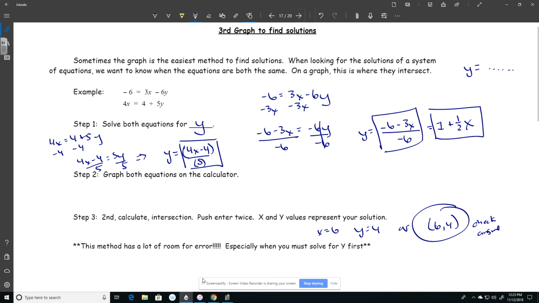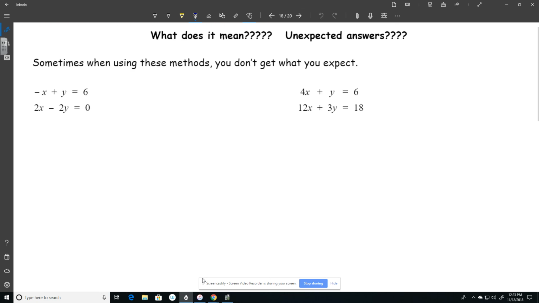Okay, 2 situations you need to be aware of before you do the homework. Especially, this is one of those key ACT things that comes up a lot. Sometimes when you use these methods, you don't quite get what you expect. So really quick, negative x plus y equals 6. I'm going to solve that for y. So y equals 6 plus x. And then I'm going to plug that in to my second equation.